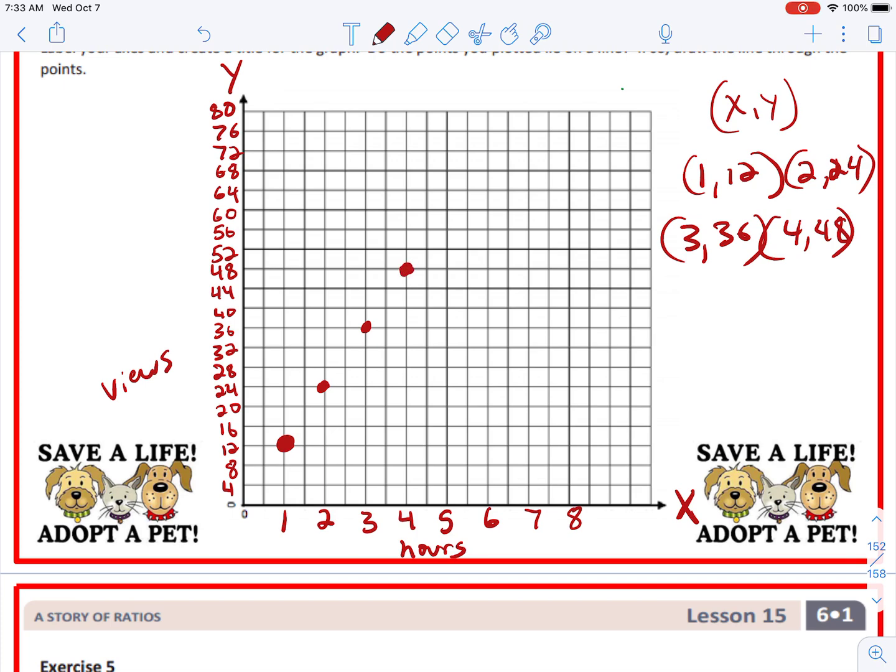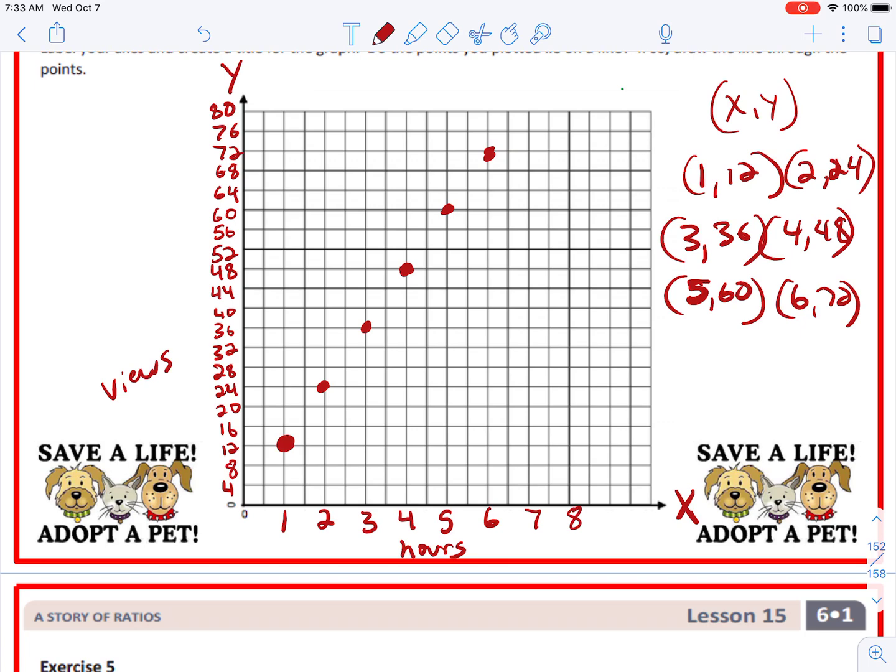Go over to 4, up to 48. Then I have 5 to 60. Go over to 5, up to 60. And then I have 6 to 72. Go over to 6 and then up to 72.